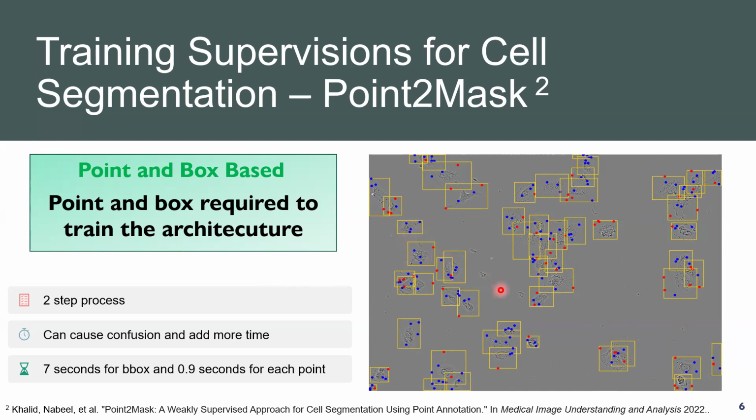But this process can get very confusing if the cells are in close proximity of each other, like you can see here. It can get very confusing for the annotators because the foreground for one cell can be the background of another cell. So it can cause a lot of overhead on top of the time which is mentioned here.